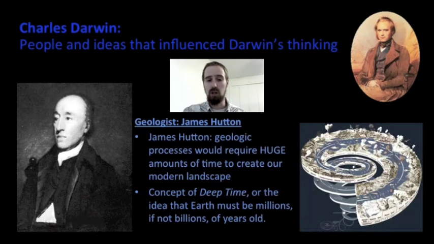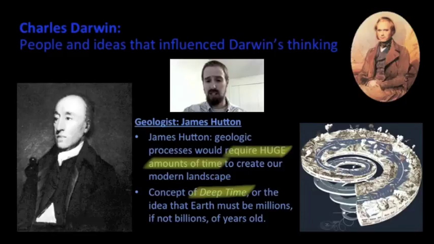Darwin had also read the works of James Hutton, a geologist, and one of the main proponents of an idea called deep time. At the time, it was generally assumed that the Earth was several thousand years old, but geologists who study this kind of thing were growing increasingly skeptical. By studying geology, and the rates at which geologic processes occur, processes like erosion, uplift, sedimentation, and so on, it was clear to Hutton that it would require huge amounts of time for these processes to create our modern landscape.